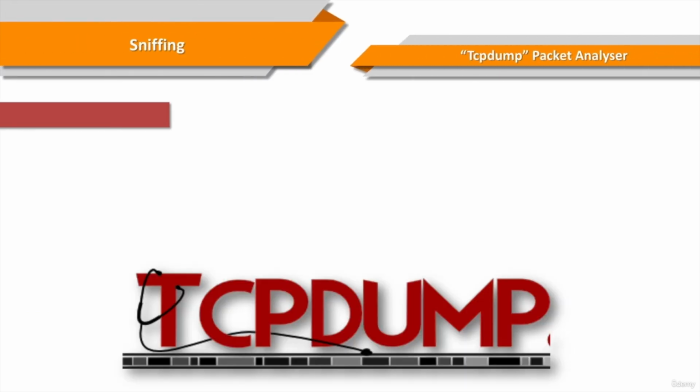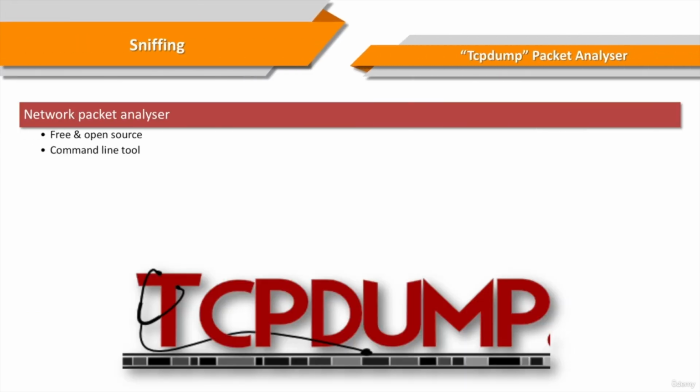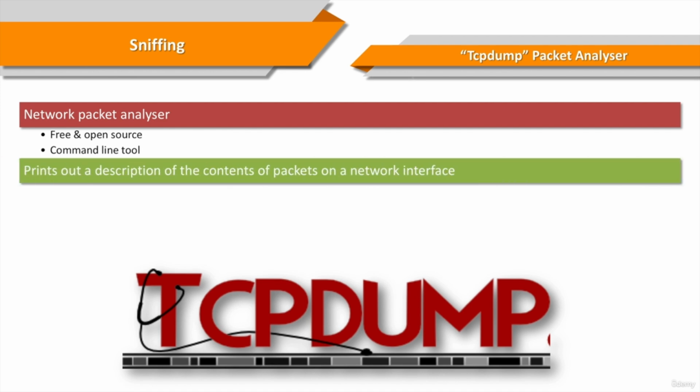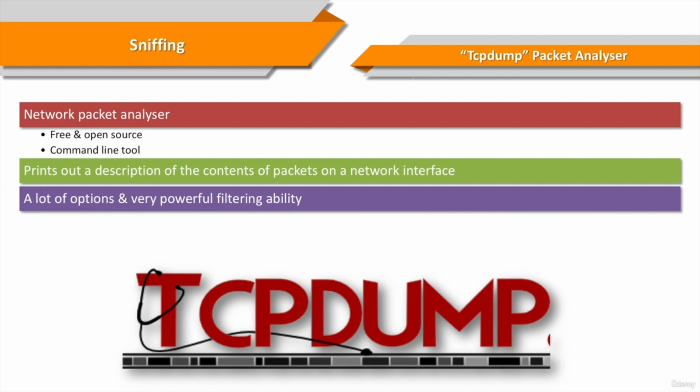TCPDump is a free, open source, very common, and fast packet analyzer that runs under the command line. It prints out a description of the contents of packets on a network interface that match the Boolean expression given as a parameter. TCPDump has a lot of filtering options. We'll discuss some of them in the next slide.